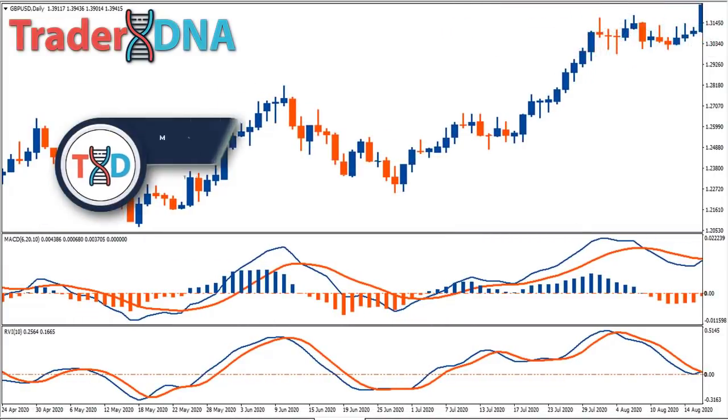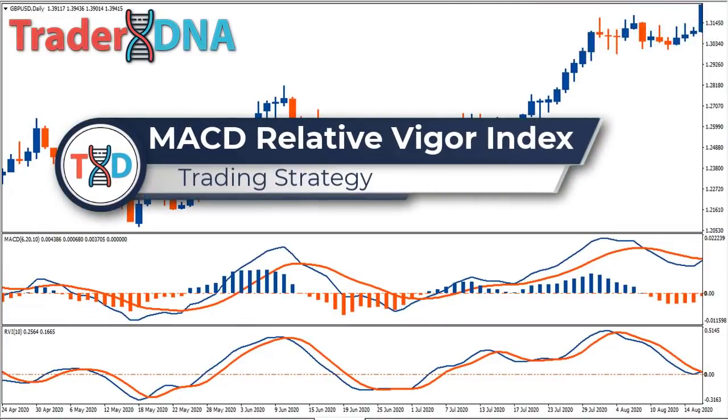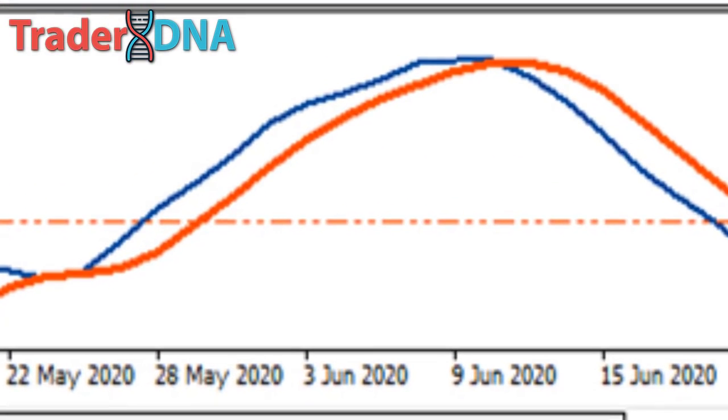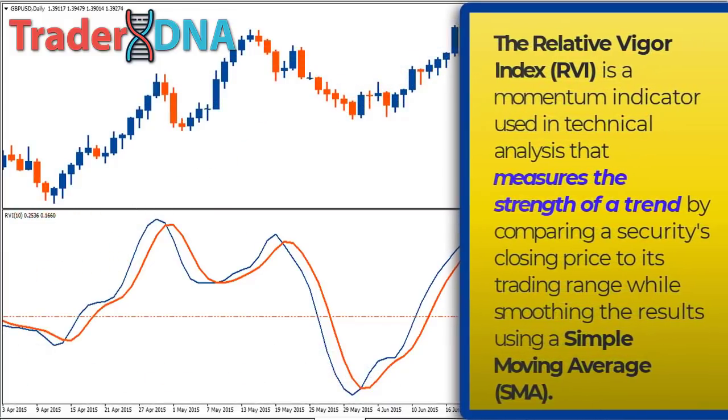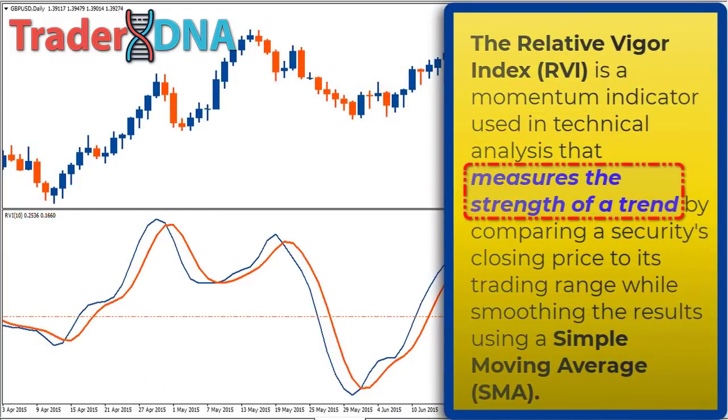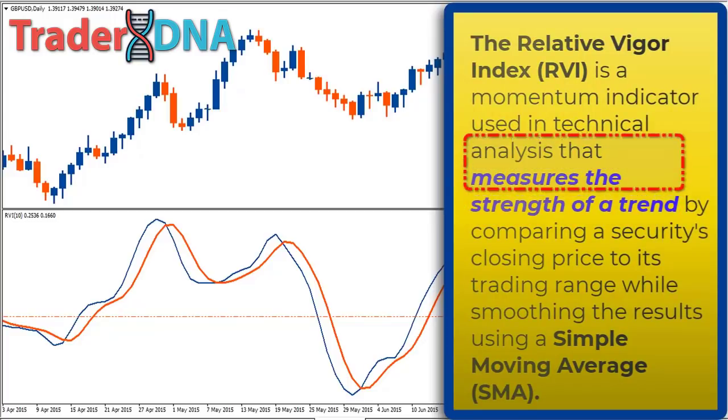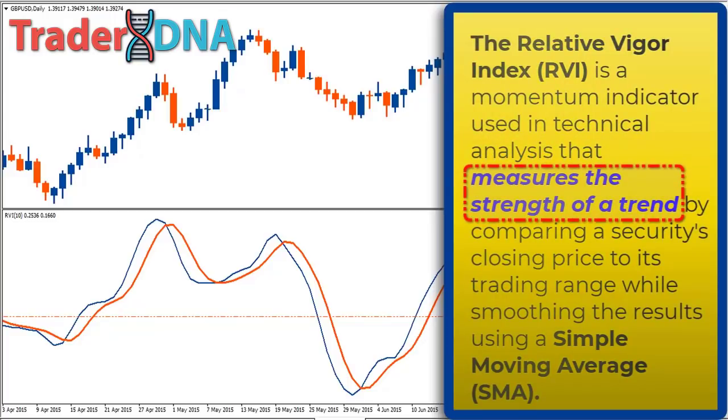MACD Relative Vigor Index Trading Strategy. What is the Relative Vigor Index, or RVI? The Relative Vigor Index, or RVI, is a momentum indicator used in technical analysis that measures the strength of a trend by comparing a security's closing price to its trading range while smoothing the results using a simple moving average.